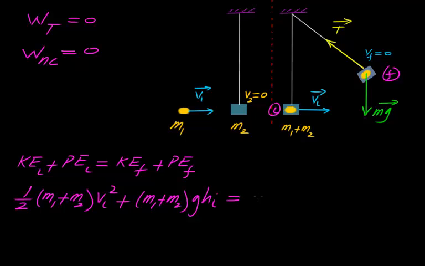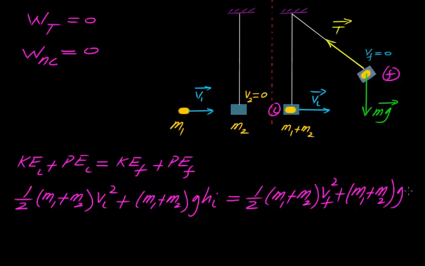The kinetic energy final is 1/2 times m1 plus m2 times the velocity final squared, plus the potential energy final, which is m1 plus m2 times gravity times the height final. The reference point of measurements for the heights is going to be the lowest possible point. Therefore, the initial potential energy is going to be equal to 0. Since the block-bullet system is going to have 0 velocity at its highest point, the kinetic energy at the highest point is also going to equal 0.